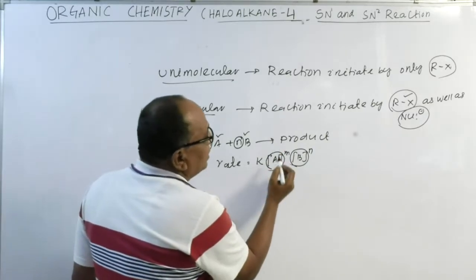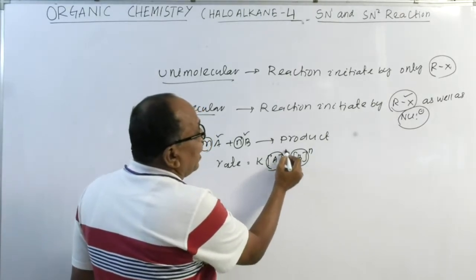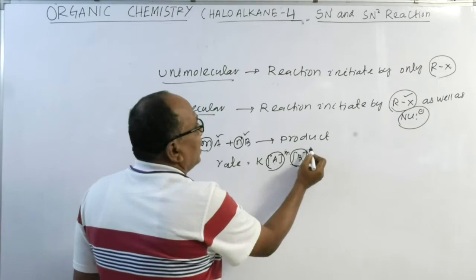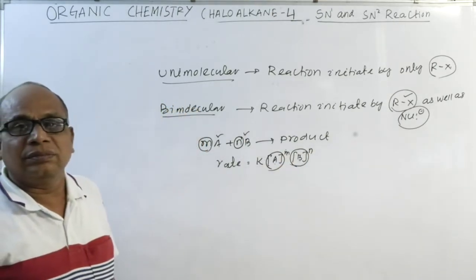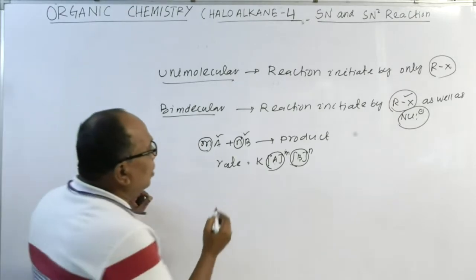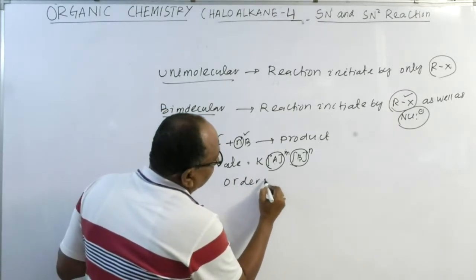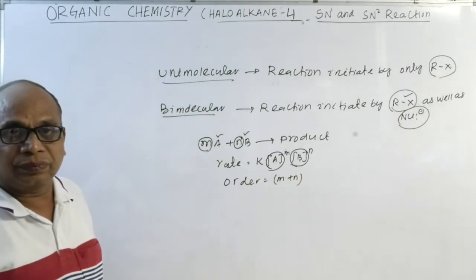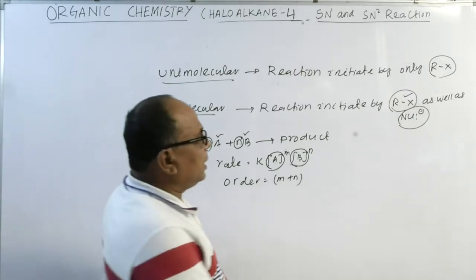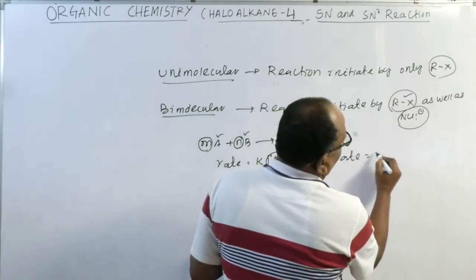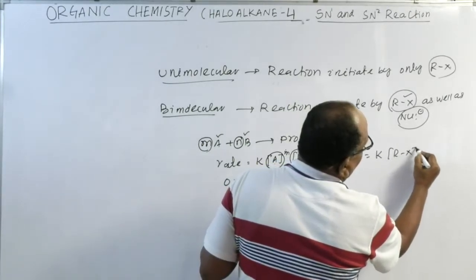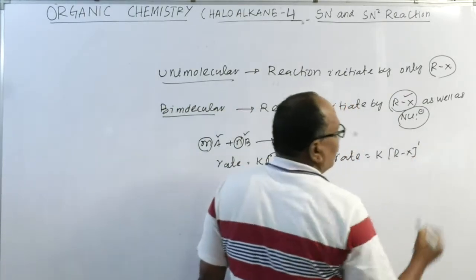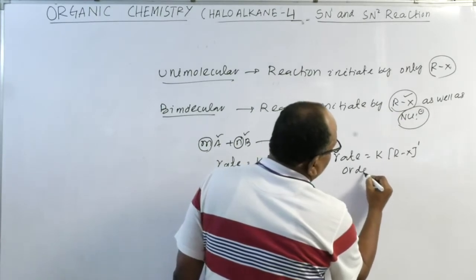And rate is equal to K into molar concentration A to the power M, because the coefficient is M, and molar concentration B to the power N, because the coefficient is N. So what is the order? Order becomes M plus N. That's called order. Suppose the rate is equal to K into molar concentration of Rx. Means its concentration power is 1, so this is called order equal to 1.